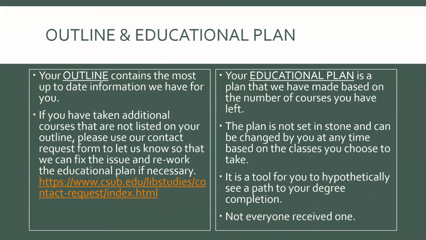The educational plan is really a plan that we've made for you based on the number of classes that you have left. Ideally, we would be making these plans with you one-on-one, right? Because we could ask you questions like, how many classes do you feel comfortable taking? But because of the volume of students we have and the fact that there are only three of us, we had to do these on our own and then send them to you. It is important to know that it's not set in stone. You can change it. You don't have to take as many classes as we put on there if you don't want to, but just know that that potentially impacts your time to degree. So it's really just a tool for you to hypothetically see your path to degree completion. How quickly can you be done?